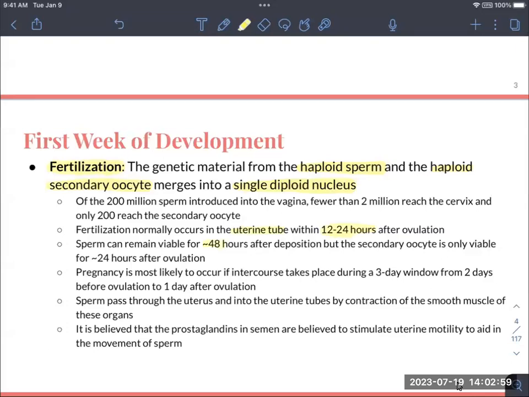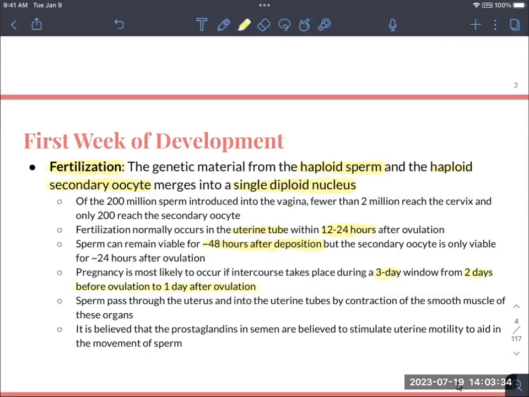Sperm can remain viable for about 48 hours after they have been deposited into the female reproductive tract. That secondary oocyte is only viable for 24 hours after ovulation before it gets reabsorbed. So pregnancy is likely to take place if intercourse happens during a 3-day window, 2 days before ovulation and 1 day after ovulation.